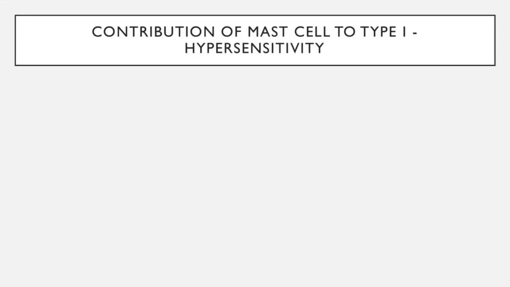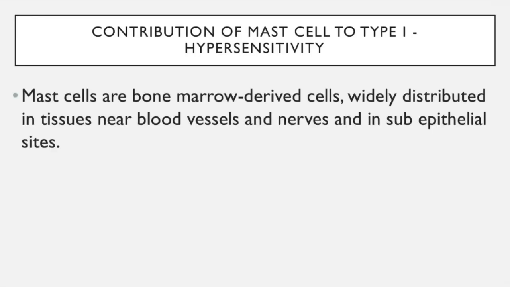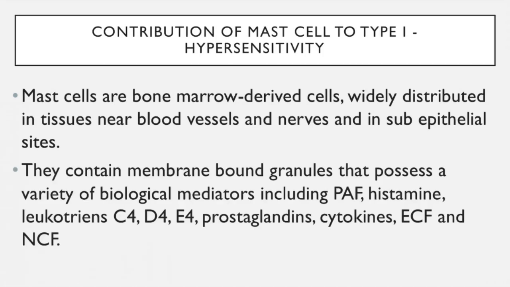Now, the contribution of mast cells in type 1 hypersensitivity. Mast cells are bone marrow derived cells, widely distributed in tissue near blood vessels and nerves and in subepithelial sites. They contain membrane-bound granules that possess a variety of biological mediators including PAF, histamine, leukotrienes C4, D4, E4, prostaglandins, cytokines, ECF, and NCF.